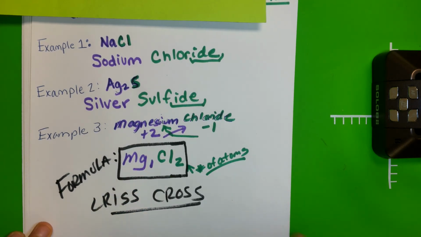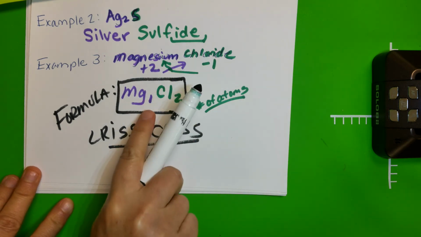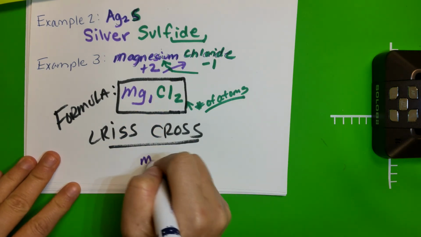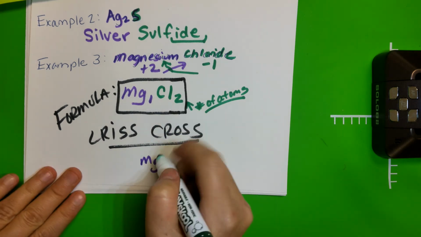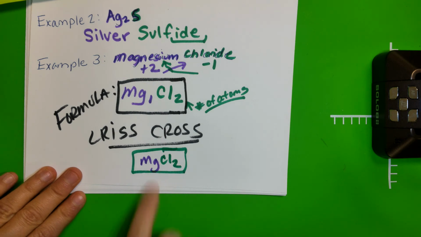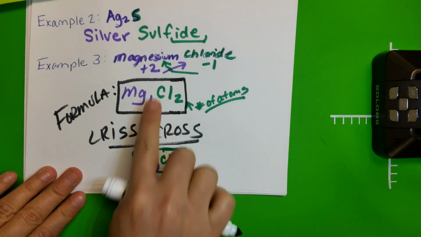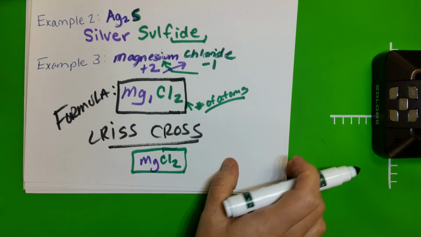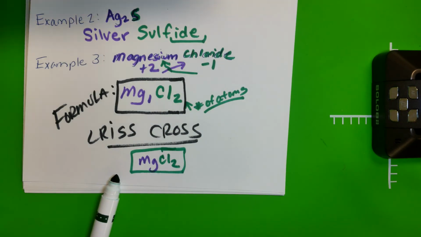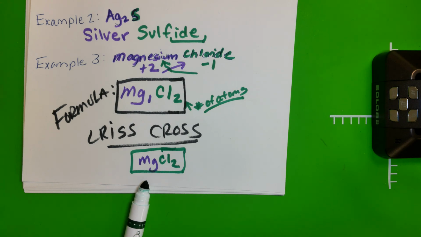Now, another way you can write this is without the 1. You can write it just like this, Mg and then Cl2. You can write it just like that or like this. It doesn't matter. Pretty much that's it, you guys. Good luck on your assignment.